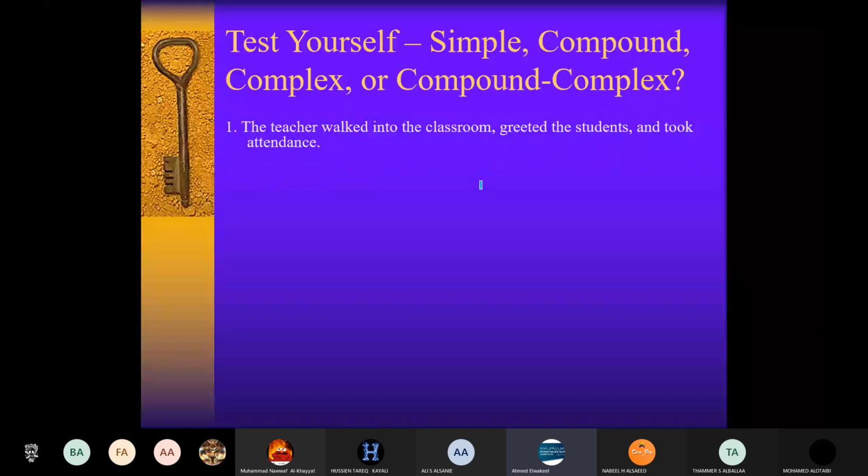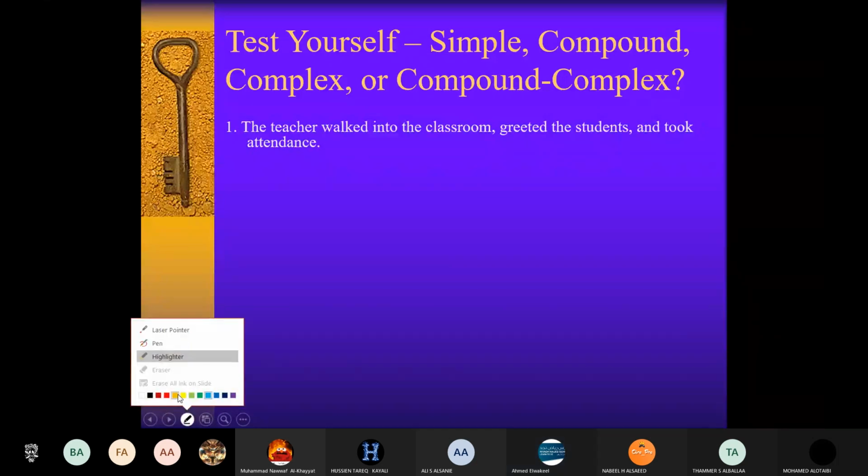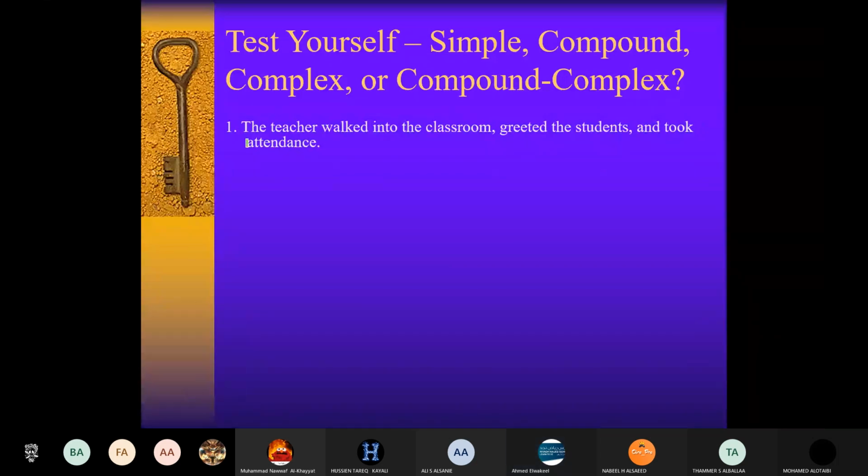That's great. Of course, the sentence in front of you is a simple sentence. So the sentence is a simple sentence. Why is it a simple sentence? Yeah, that's a compound verb, not a compound sentence.